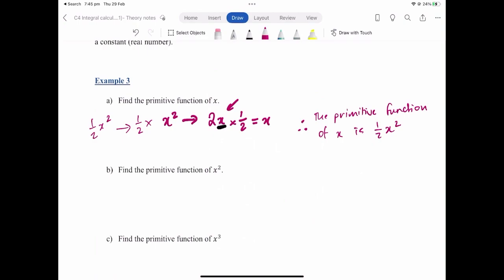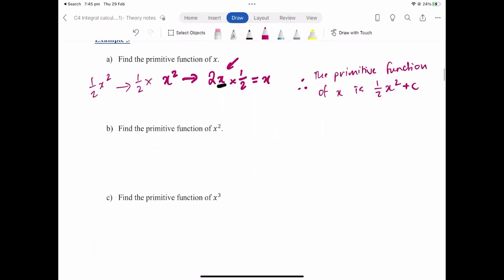But remember, the primitive function isn't just that value, because there could potentially be a constant term there. If I had a half x squared plus 10 and differentiated that, that would just give me x as well. Just like a half x squared minus 5 would also give me x as my derivative.